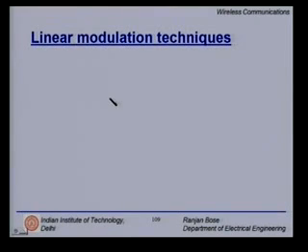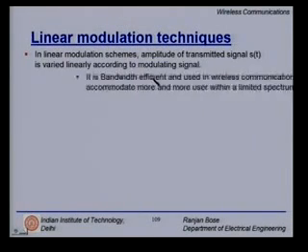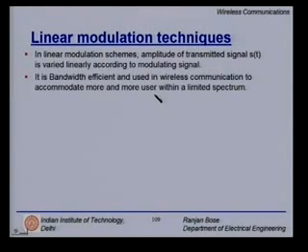Let us now begin our study of linear modulation techniques. What is a linear modulation technique? In linear modulation schemes, the amplitude of the transmitted signal s(t) is varied linearly according to the modulating signal. It is bandwidth efficient and used in wireless communication to accommodate more and more users within a limited spectrum.